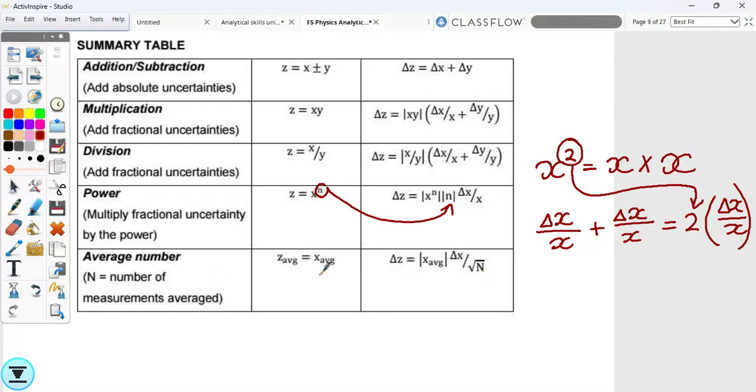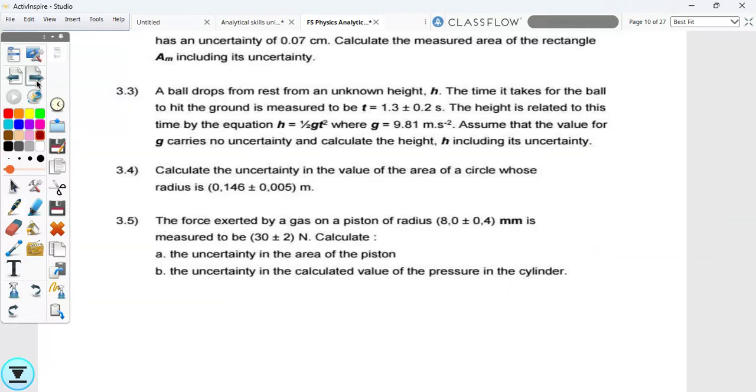The average we don't really use so much. I don't know if you've done it in maths yet, but these straight lines mean absolute value. So the absolute value of the average, and then that divided by the number of values that you actually used, squared. But this one you will not really get. We won't be asking that one in your exams or tests.